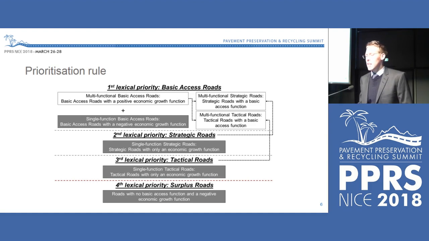Then in terms of the next set of priorities, it's economic growth. And the economic growth roads are, as I said, divided into strategic roads, which are providing higher levels of traffic, high levels of economic contributions, and are serving structural traffic volumes. They are given priority over tactical roads, which are serving lower traffic volumes, and as cyclical fluctuations happen in the business cycle, their contribution to the economy also reacts accordingly. And then the last priority is surplus roads, and these are the roads with no basic access or economic growth function.